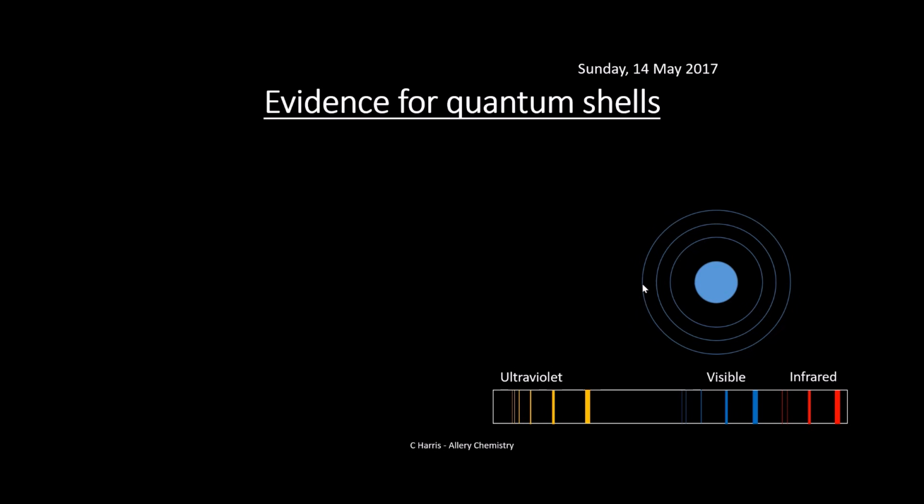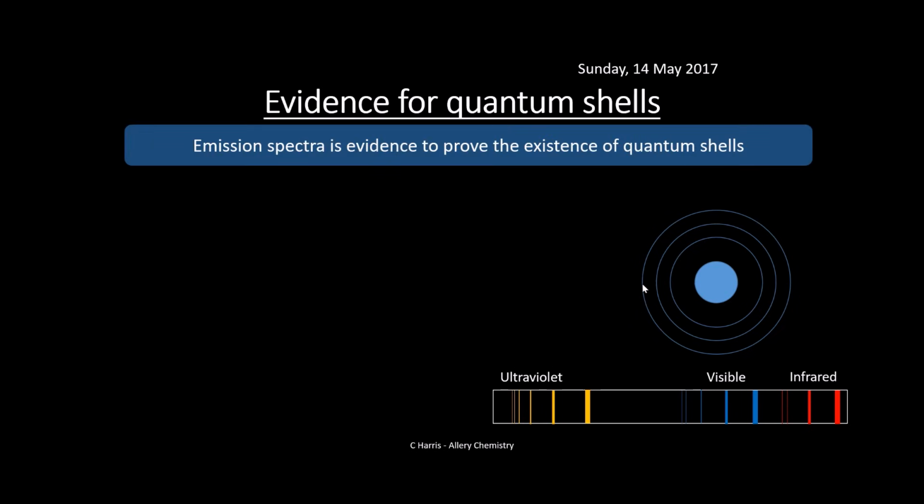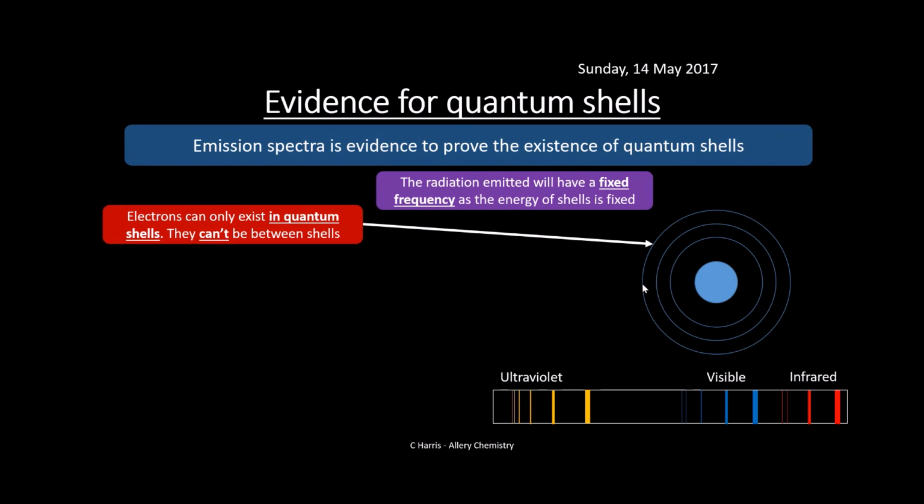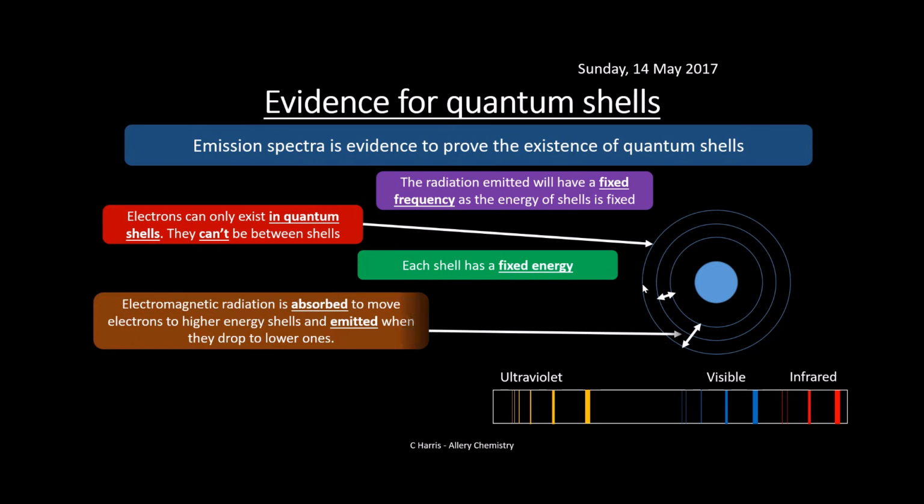Okay, so how does this link with evidence for quantum shells? Well, emission spectra is evidence to prove the existence of these shells. So the radiation emitted will have a fixed frequency, okay, as the energy of these shells is fixed. Remember, we can't have the electron hovering between these shells. So they can only exist in these very specific shells. They can't be in between, like I say. Each shell has a fixed energy, a fixed amount of energy. We call this quantization or quantum chemistry. Sounds very grand, doesn't it?